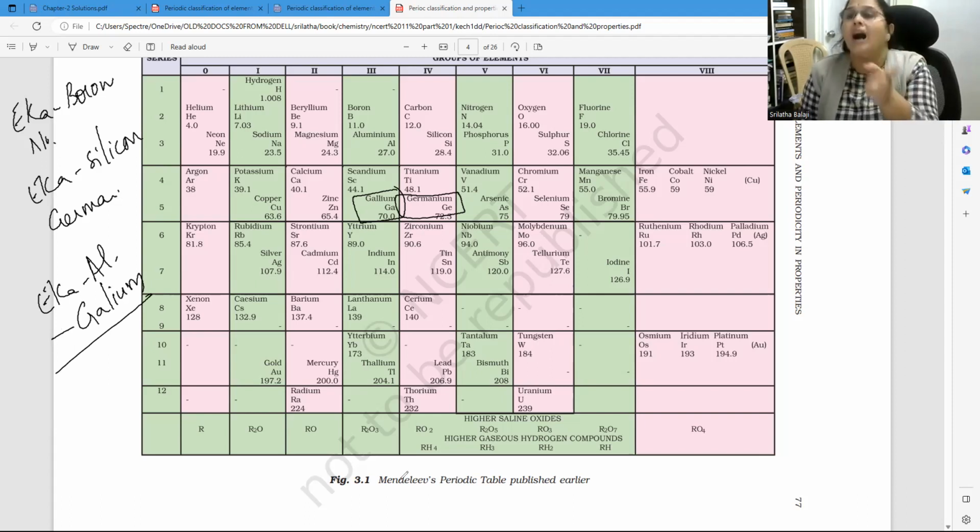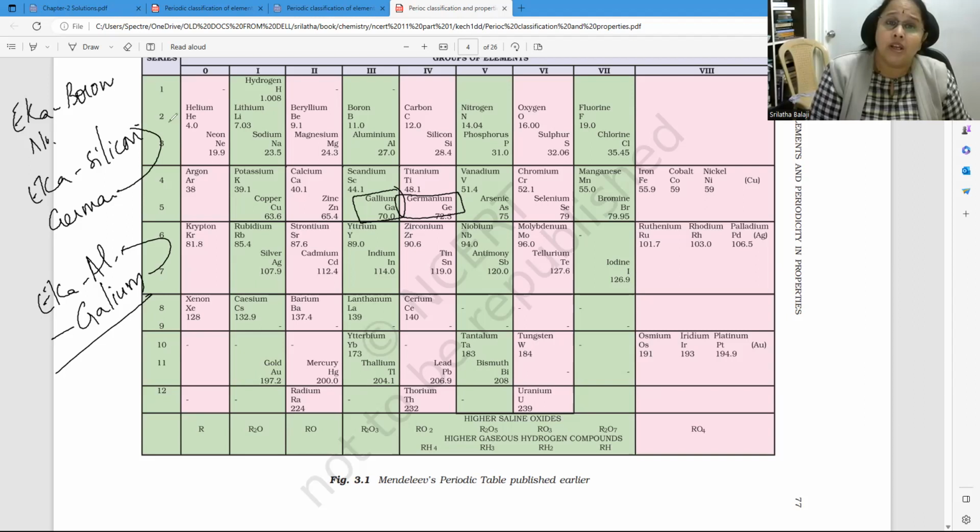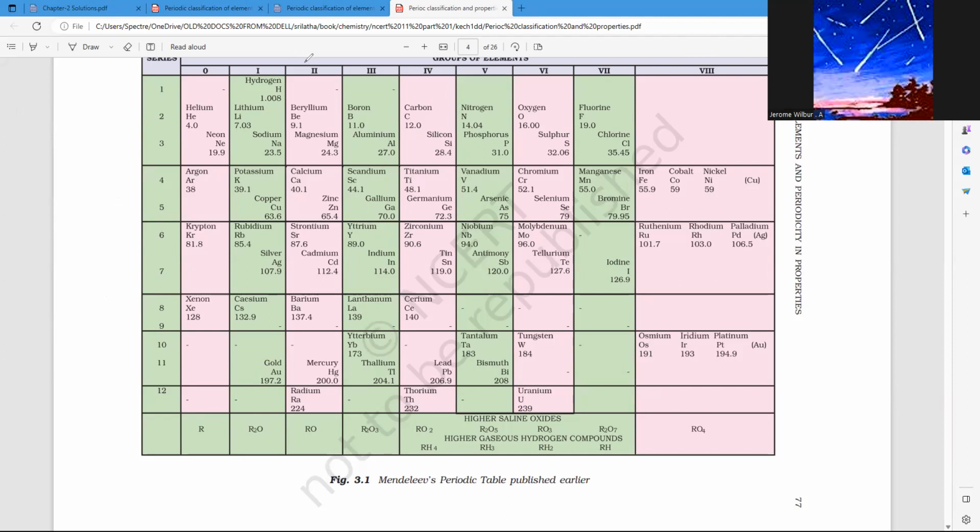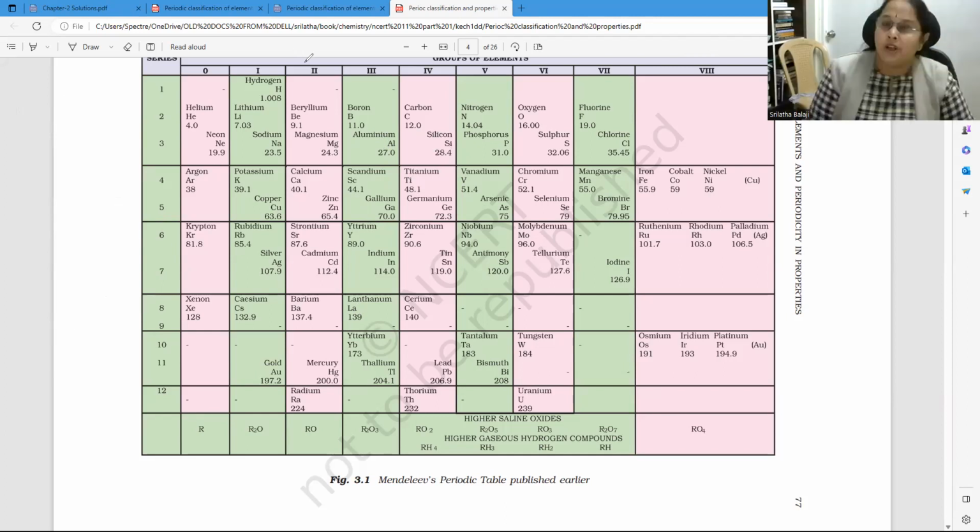What is this Eka? It is derived from the Sanskrit prefix. Eka means something which is resembling, it is like. So Eka boron is an element resembling boron, Eka silicon is an element resembling silicon, Eka aluminium is an element resembling aluminium, which were later discovered as gallium as Eka aluminium and germanium as Eka silicon. Okay, can you see? Got it?